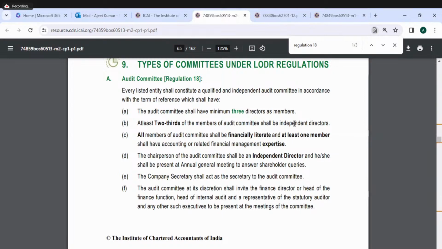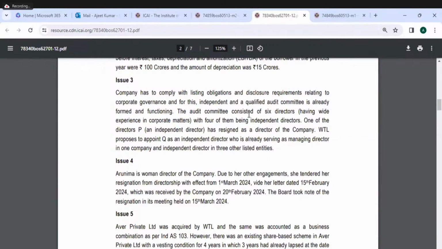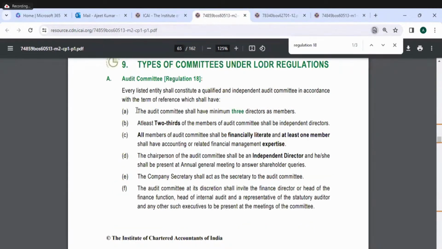Okay. So now this is the clause that I need to see. What is the clause in my question? Let me just increase the font. So the audit committee is consisting of how many directors? It's consisting of 6 directors. And 4 of them being independent. So my audit committee is required to have minimum 3 directors and I'm having 6.